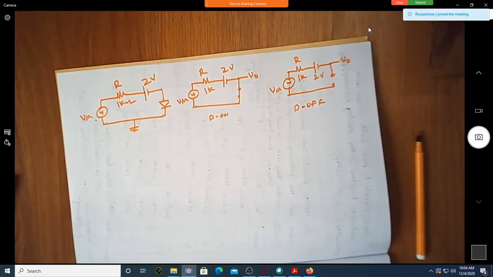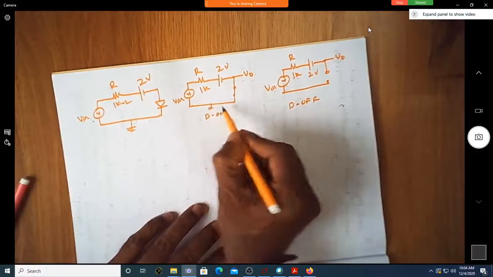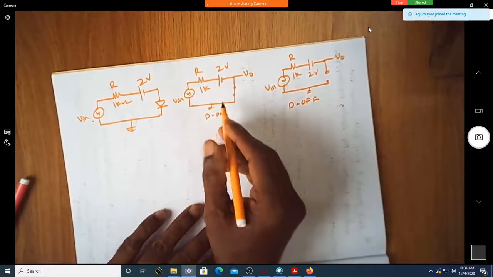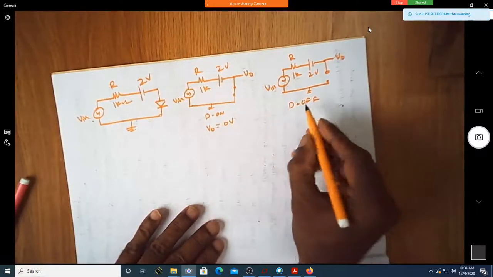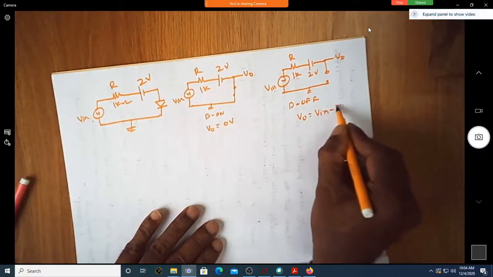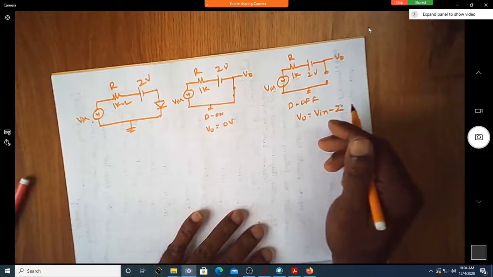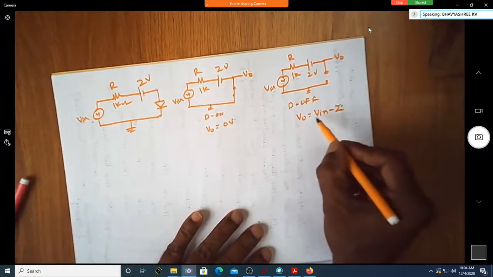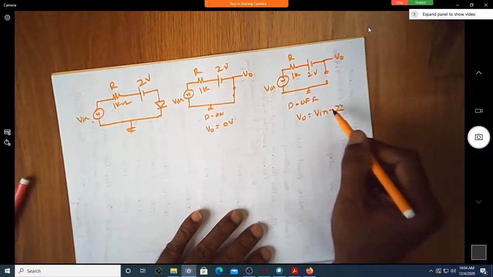Okay, we will see. Are these two circuits fine, when the diode is on and when the diode is off? Yes, sir. Okay, can I write V naught is equal to 0 volt here, and V naught is equal to V in minus 2, the output voltage? Yes, sir. How do I write for the second case V naught is equal to V in minus 2? How did I write it?